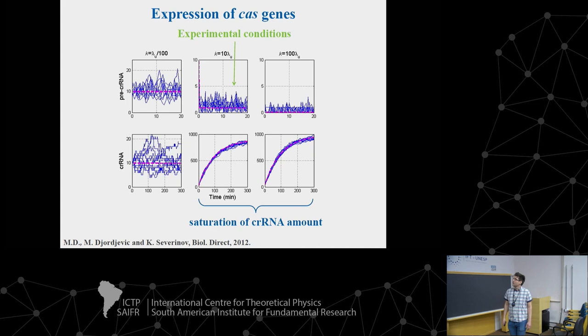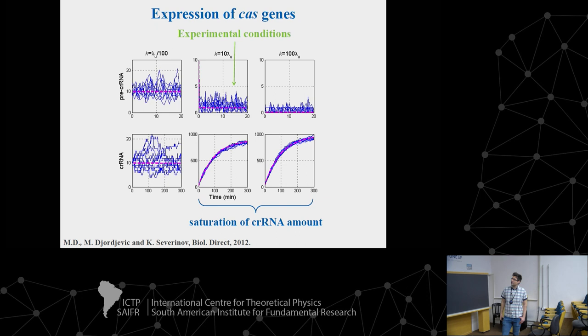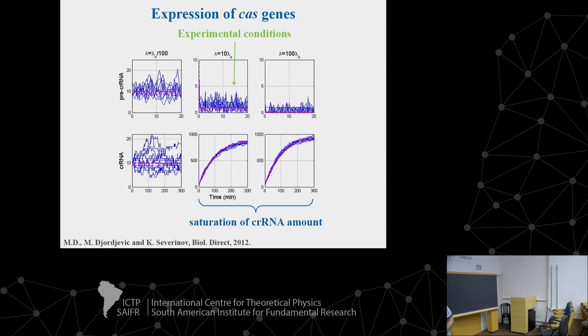Now this was equilibrium, right? And you can also simulate the dynamics of this process. So this K is the rate of processing of the enzyme, and what we see is if you increase the K, pre-CRRNA will drop by a factor of, let's say, about 10. We also see that CRRNA will increase, much more, by about two orders of magnitude.